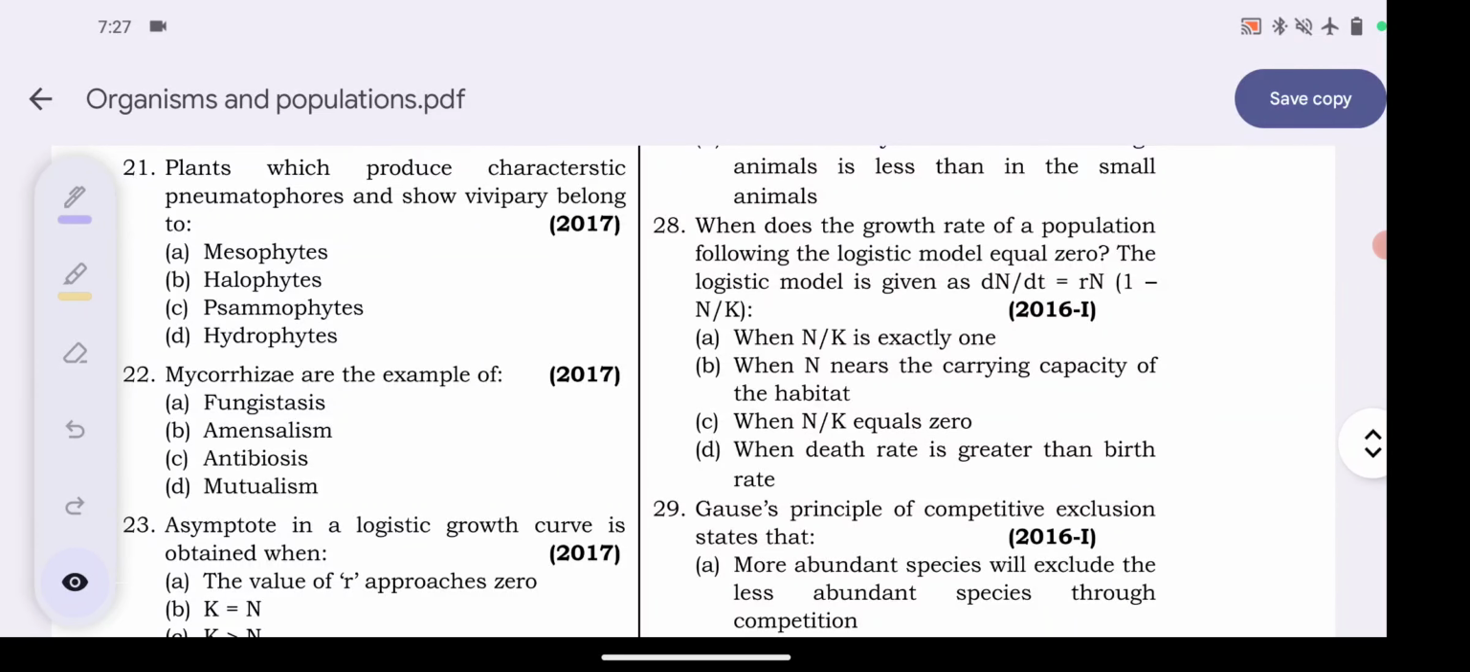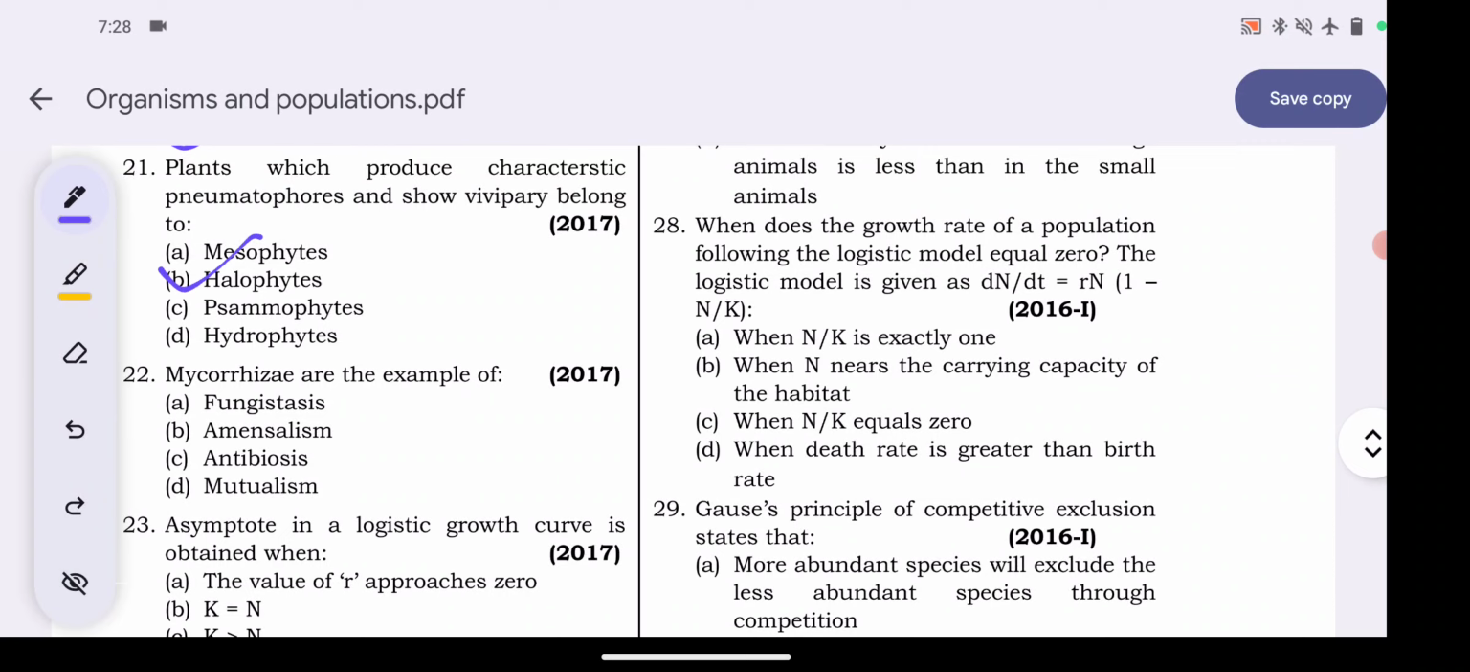Question number 21. Plants which produce characteristic pneumatophores and show vivipary belong to mesophytes, halophytes, psammophytes and hydrophytes. So here the answer will be option number B, halophytes. Explanation. In saline soil, halophytes demonstrate vivipary, that is in situ seed germination, and pneumatophores for gaseous exchange. So option B is the answer, halophytes.